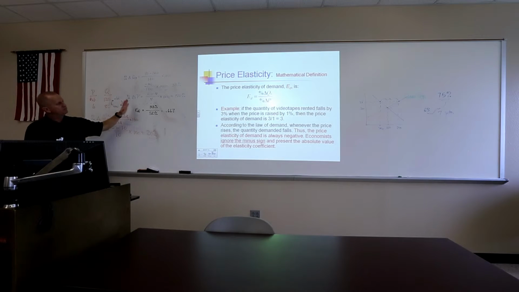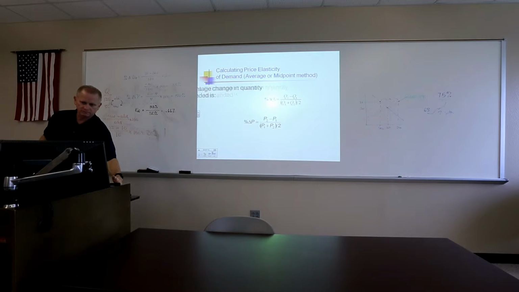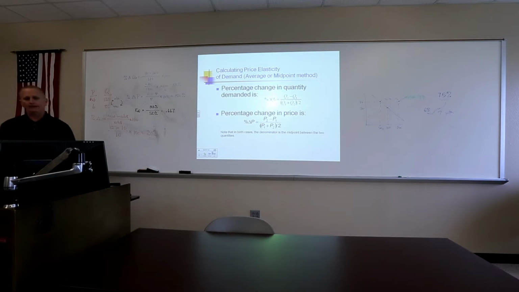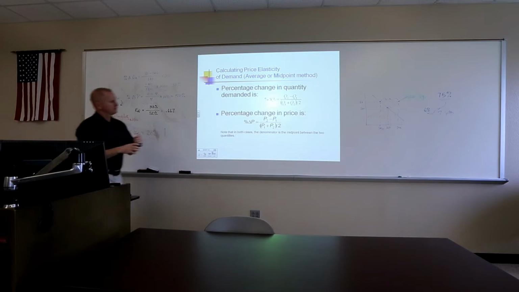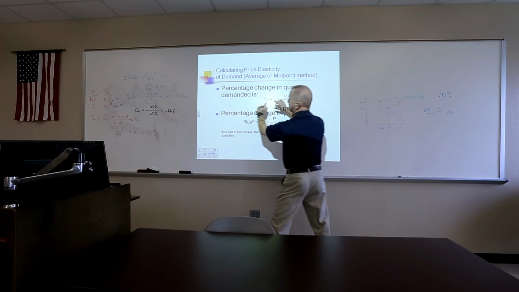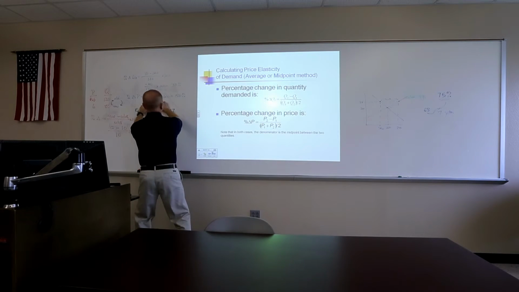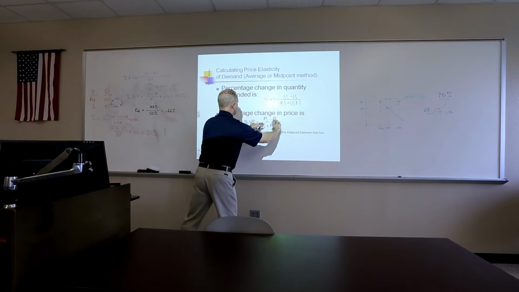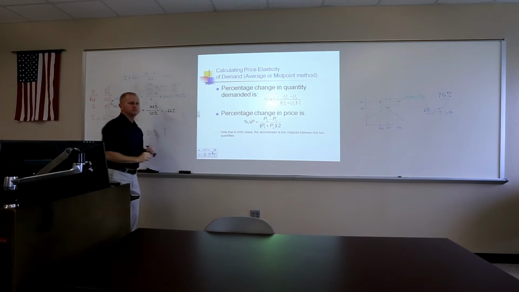So we ended up using what's called a midpoint method. I believe that's on the next slide. It's called a midpoint or average method. And what you're doing is just substituting this little box here in for the top, and you're substituting this box here for what's on the bottom. That's all.